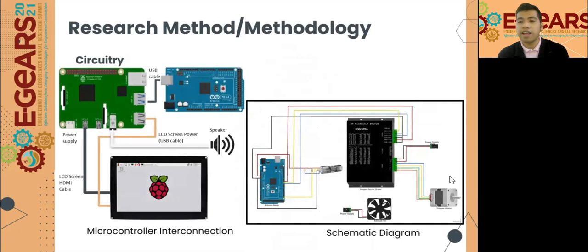Here in this slide, it shows the whole circuitry of the ventilator. On the left side, it shows the interconnection of the Raspberry Pi, Arduino Mega, LCD screen, and speaker. While on the right side is the schematic diagram of the Arduino Mega, in which the driver of the stepper motor and flow sensor are connected. Also, the exhaust fan is connected to the 12-volt power supply.